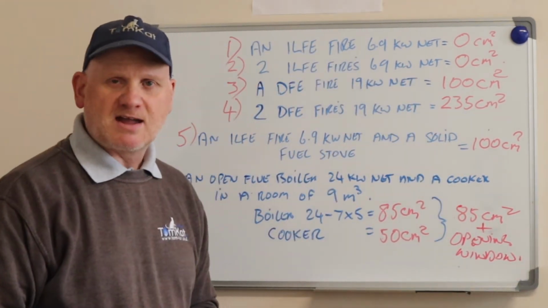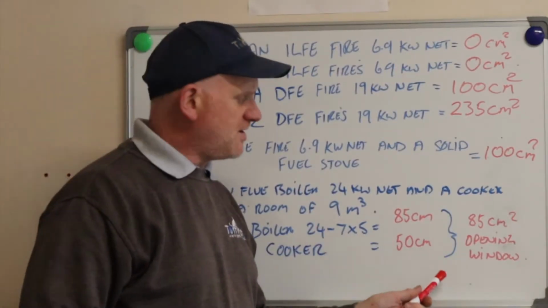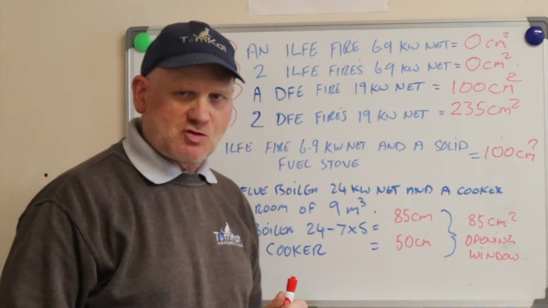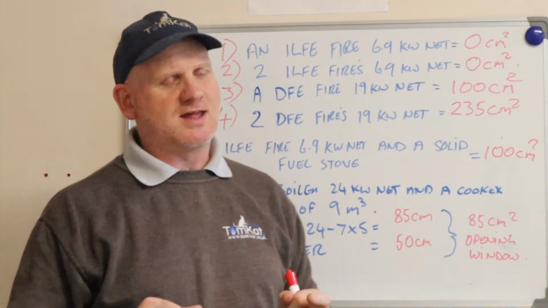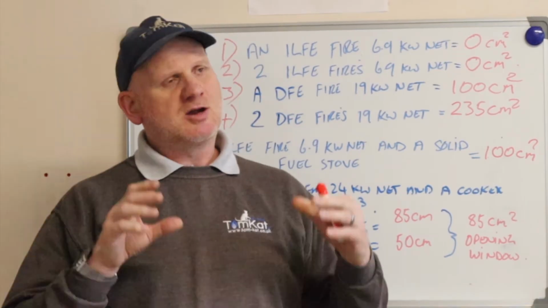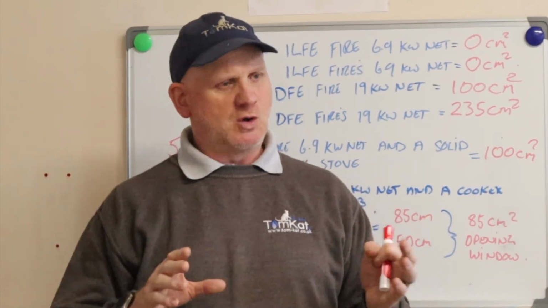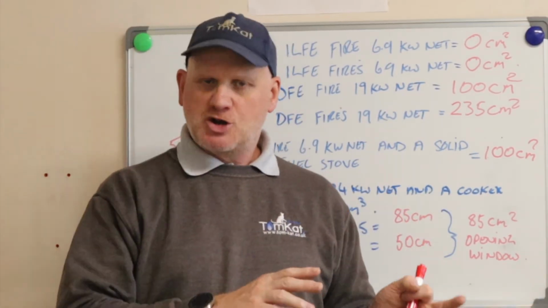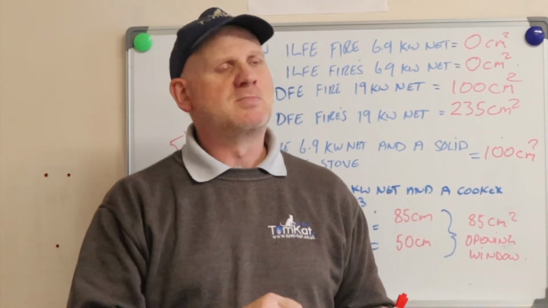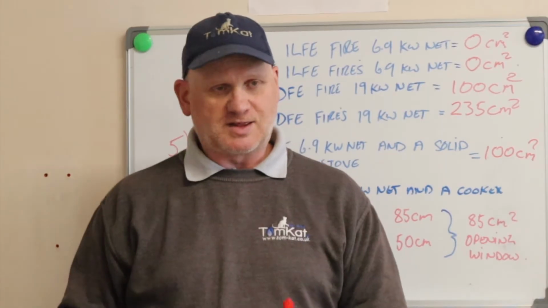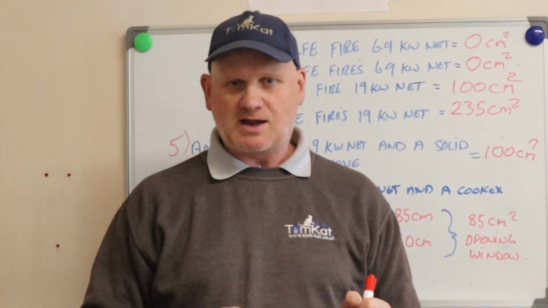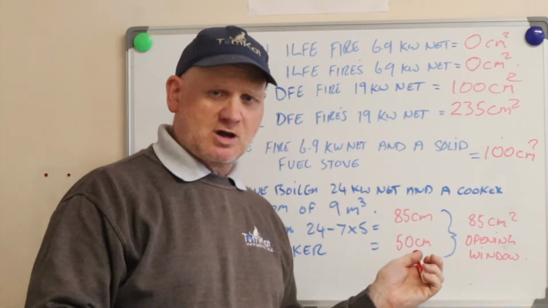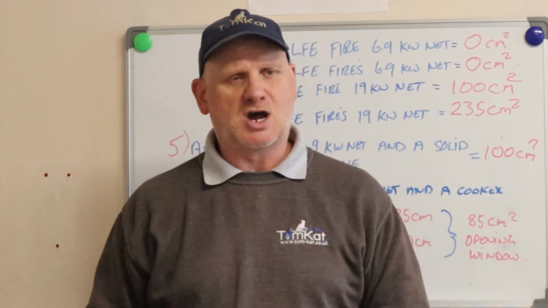Then you would be correct. Now the reason it is 85 centimetres squared plus the openable window is if the boiler was working on its own, we've got 85 centimetres squared of free air, we've got enough ventilation. If the cooker's working on its own and we've got 85 centimetres squared, well, we need 50 for the cooker, so then that would be okay.